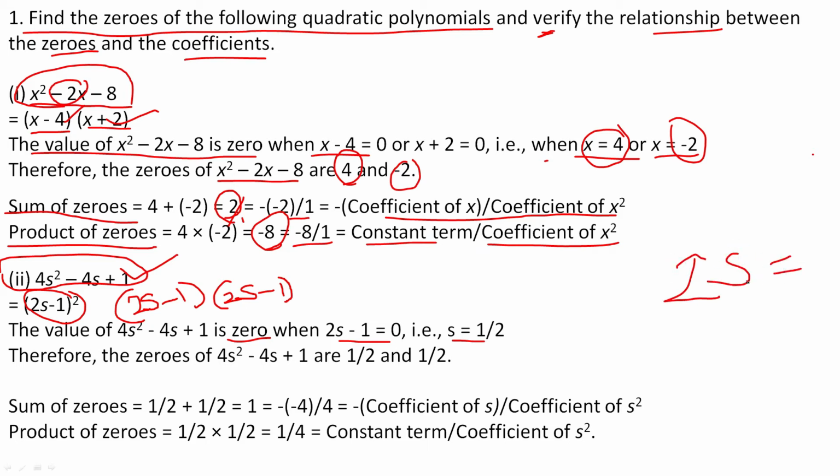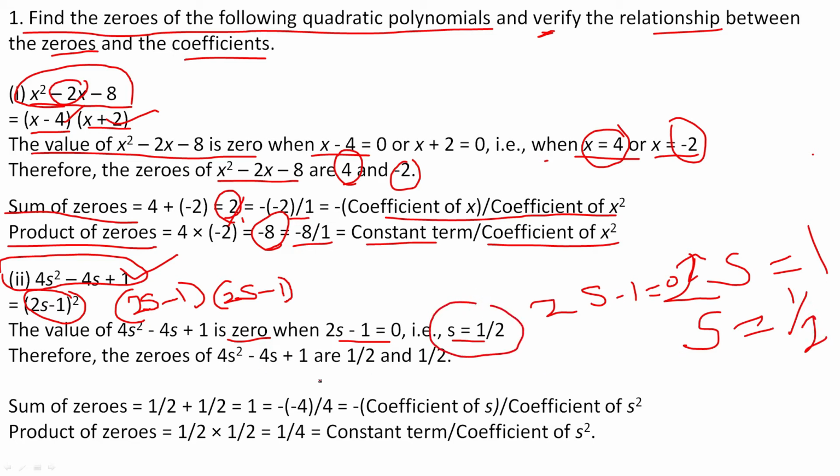2x minus 1 is equal to 0, so 2x is equal to 1, so x is equal to 1 by 2. If you simplify, you will get the value of x equal to 1 by 2 and x equal to 1 by 2, because in both cases 2x minus 1 is the factor, so two values you will get, since it is a quadratic equation. Therefore the zeros of 4x square minus 4x plus 1 are 1 by 2 and 1 by 2.